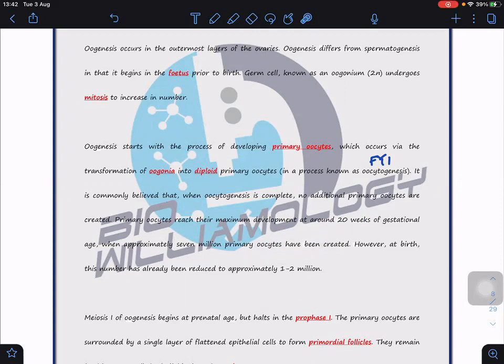Because for female, reproductive age generally starts after puberty, so 12 years old, for example, all the way to roughly 60 years old. So it means about 48 years, so 48 years multiplied by 12. So the number of primary oocytes is actually enough, because each month a female only needs one to be developed.